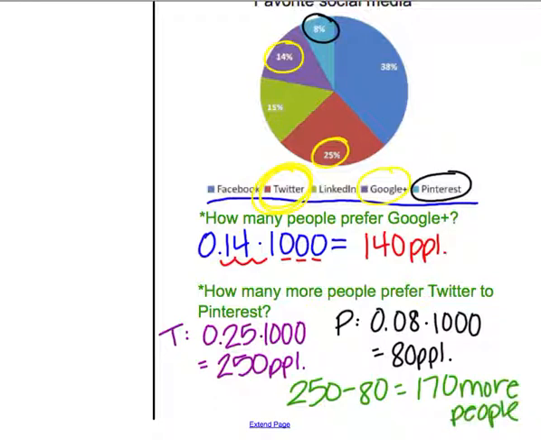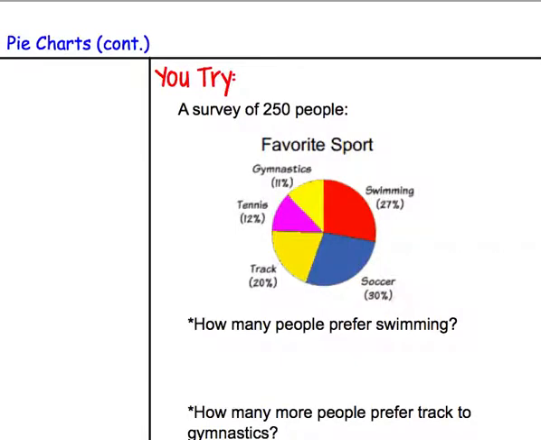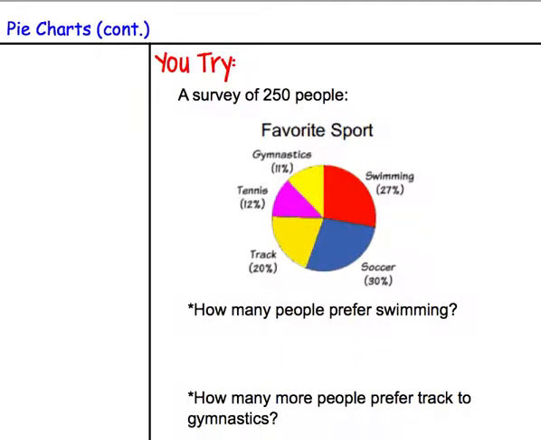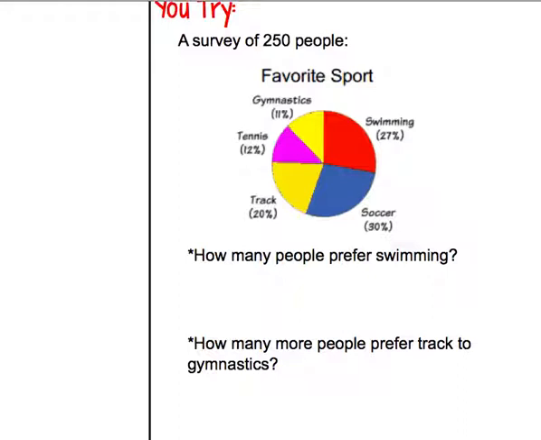Easy enough. We're just doing some math using some decimals. You will be allowed to use a calculator. So the next step is you need to take the you-try problem here, the survey of 250 people on their favorite sport, and answer how many people prefer swimming and how many more people prefer track to gymnastics.